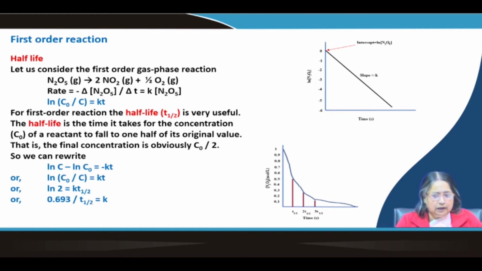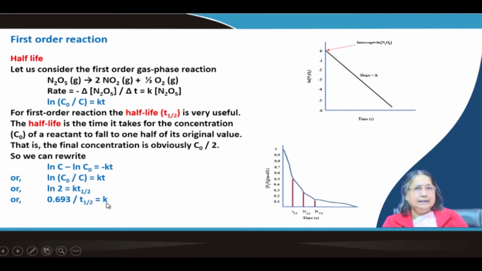In case of a first order reaction, we know that ln C0 by C is equal to kt. If we put C0 by 2 here, then the corresponding t will be T half. We can call that half life T half. So, it will be ln 2 equals k into T half. The value of ln 2 is nothing but 0.693. So, 0.693 by T half is equal to k.